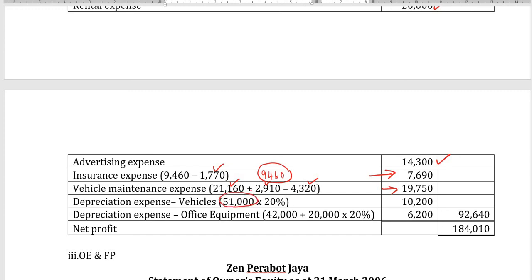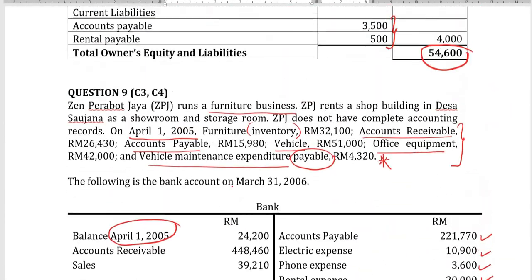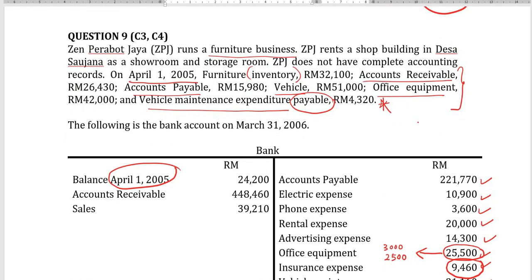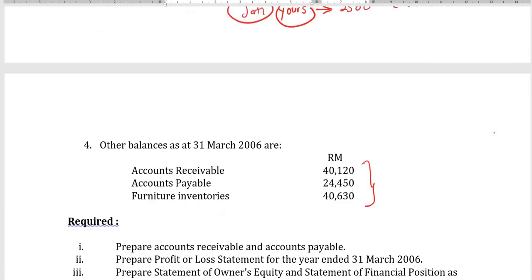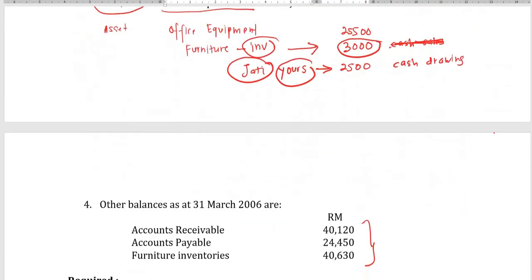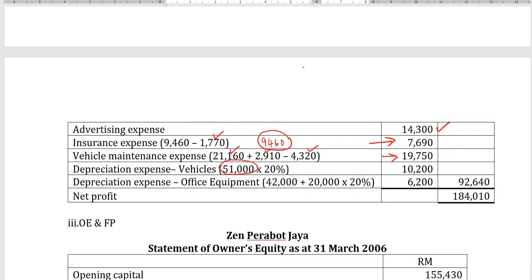Okay, depreciation untuk vehicle. Yang ni madam ambil straight daripada soalan. Okay, as you can see here, okay, vehicles kamu ialah 51,000, alright, and then office equipment is 42,000. Okay, nampak kan? Okay, ending dia tak bagi apa-apa balance. That means kita masih guna baki awal tu, betul? So kita cari depreciation untuk 1 tahun. So depreciation 1 tahun untuk vehicle is 51,000 times 20% lah.